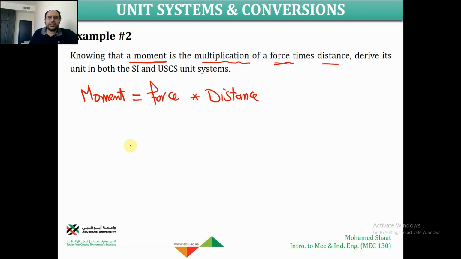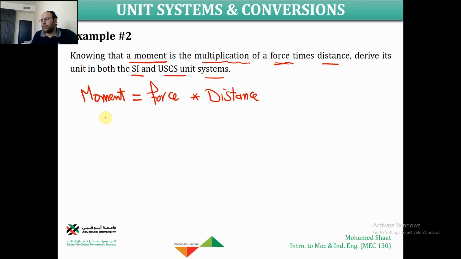So he tells us to assume, knowing that the moment is a force times distance. And this is true. We knew from physics that the moment is the multiplication of force times distance. Derive its units in both the SI and US unit systems. What is the basic unit? For the moment, I'm not seeking the force, I'm not seeking the distance. I'm seeking the unit for the moment in both the SI and the US, the international and the American system.